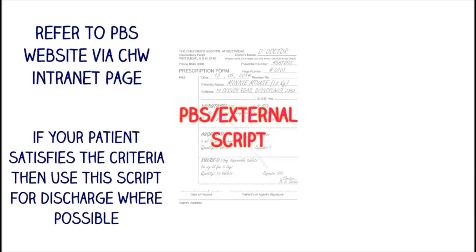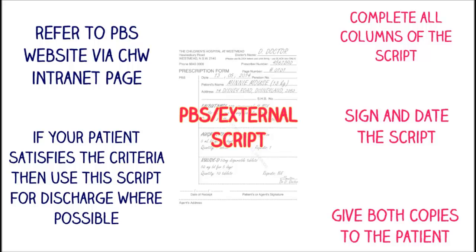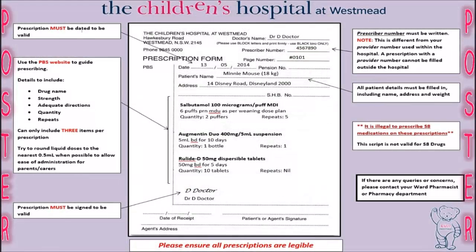If your patient satisfies the criteria, then use this script where possible. You must complete all columns of the script, as well as writing the weight of the patient next to the name. Remember to sign and date the script, and give both copies to the patient. This is what a completed external script looks like. Don't forget to write the weight, as there is no special column for it. For future reference, see this poster in the doctor's room.